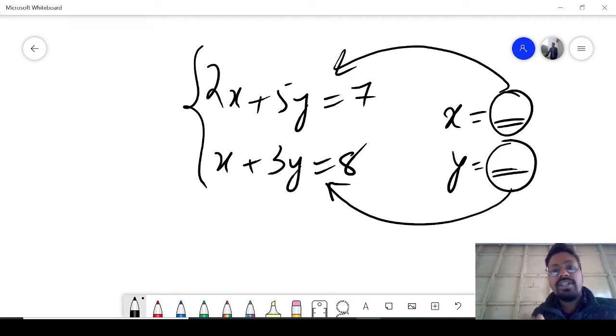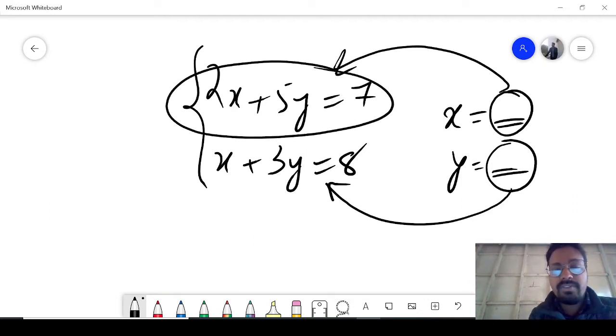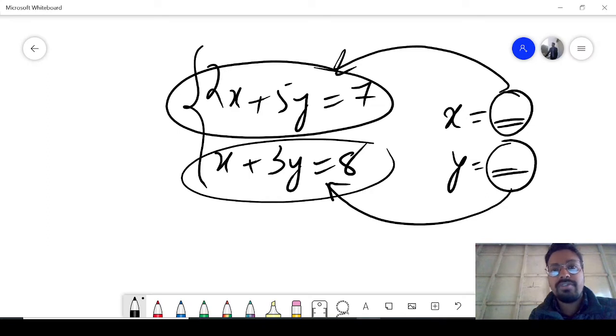It is not that for this equation we are going to have a different value and for this equation a different value. No, we are going to have the same values which are going to satisfy both the equations. Same values of the variables which are going to satisfy both the equations.